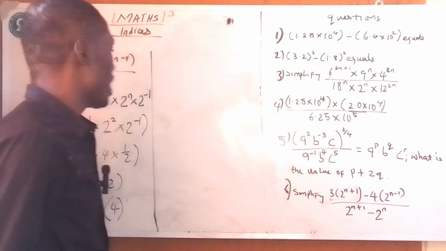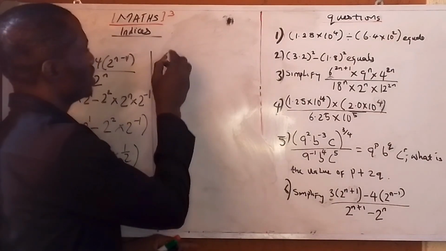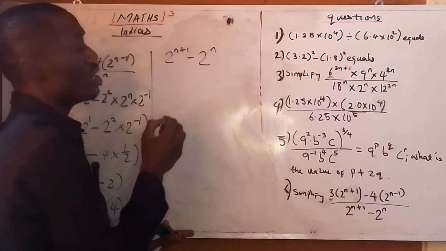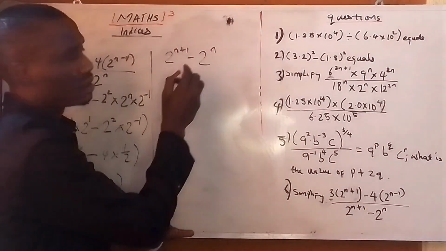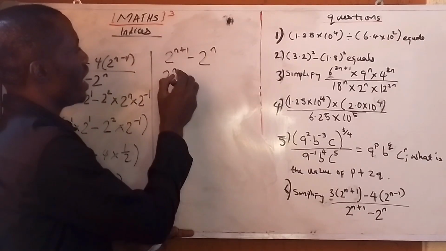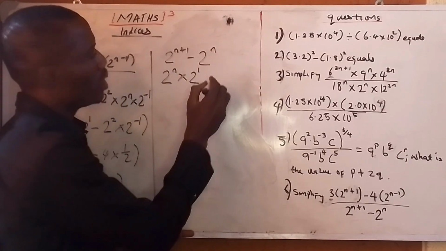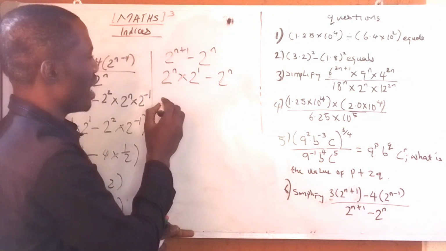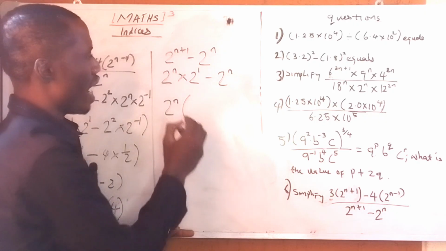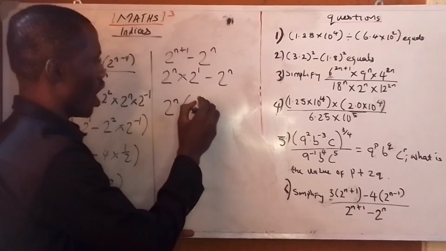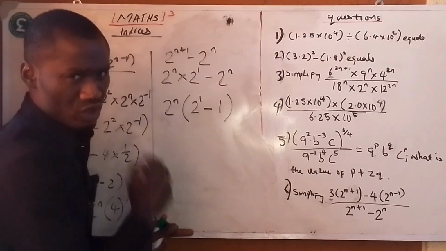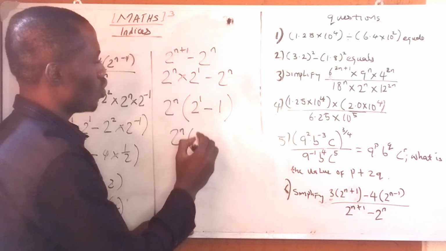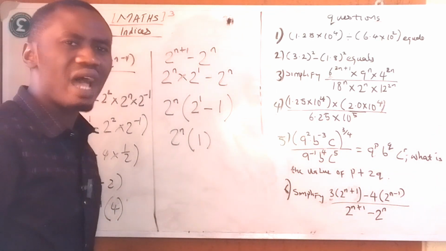Let's solve for the denominator. In the denominator, we have 2 raised to the power of n plus 1 minus 2 raised to the power of n. So what I'm going to do is expand. Expanding is 2 raised to the power of n times 2 raised to the power of 1, minus 2 raised to the power of n. Now I will factor out 2 raised to the power of n. If I factor out 2 raised to the power of n, what I'm going to have is 2 raised to the power of 1 minus 1. 2 minus 1 is 1. So we are going to divide appropriately.